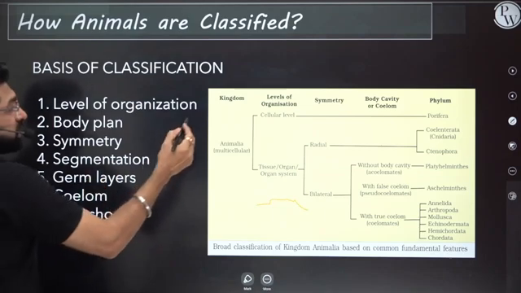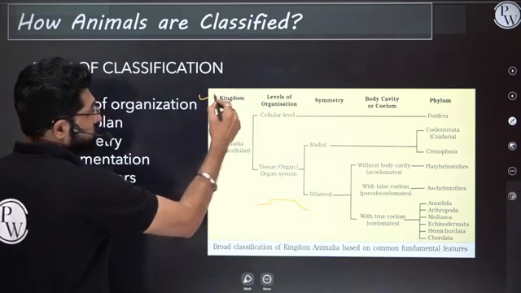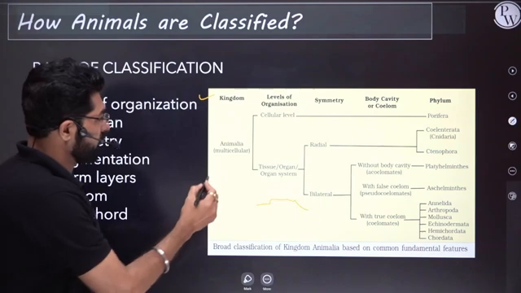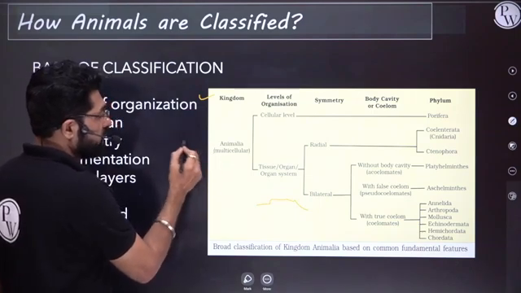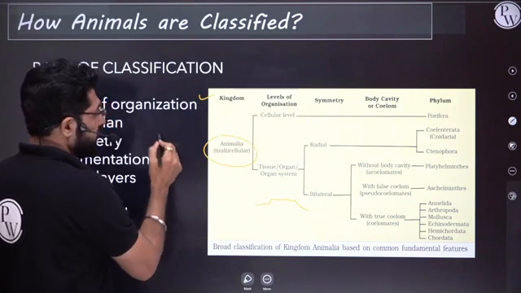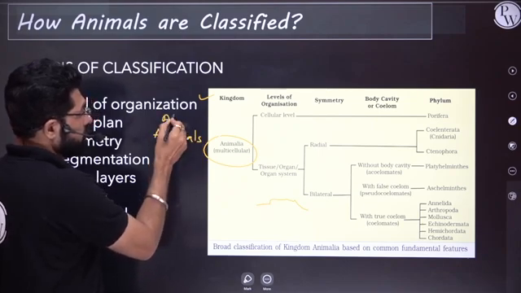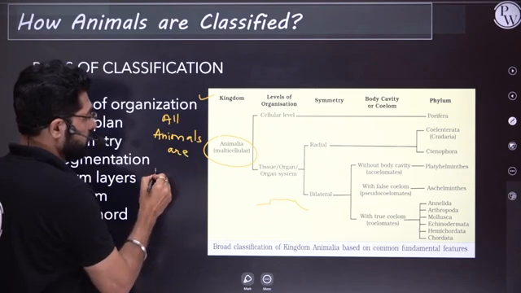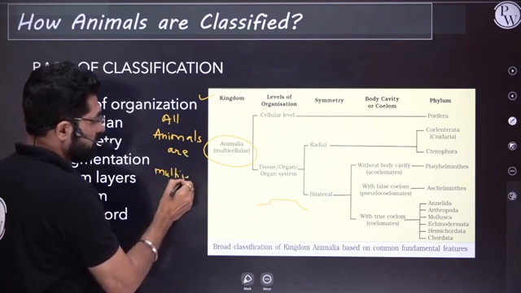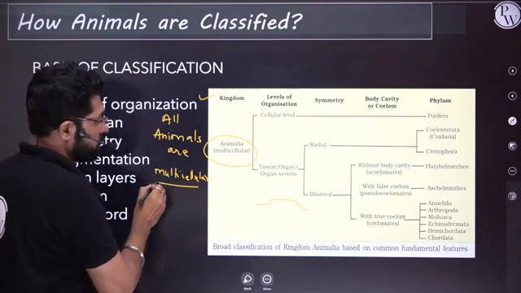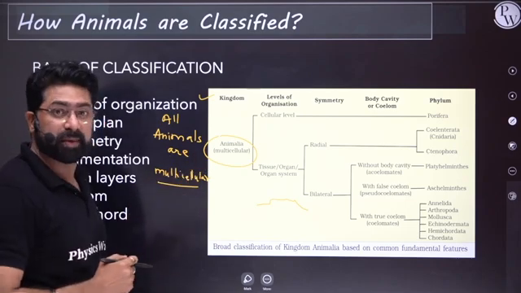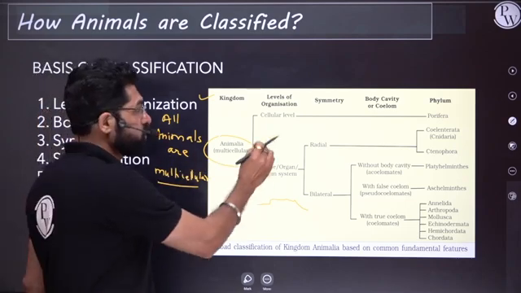Now let's see, there is a kingdom now. So what do we belong to? Kingdom Animalia. We all belong to the animal kingdom. So if I talk about the animal kingdom, all animals are multicellular. Very important point here. Now when all these animals are multicellular, they have to be classified into some criteria.